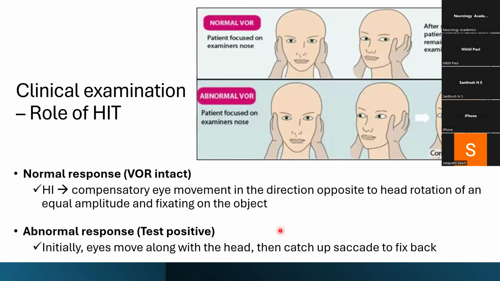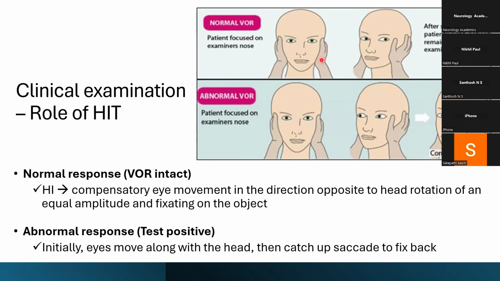So before that, what is the role of head impulse test? First of all, in BPPV, it is not that important because we might not have a reliable result. But always in an acute severe vertigo with nystagmus, we should look for head impulse test to see if it is a central or a peripheral cause.